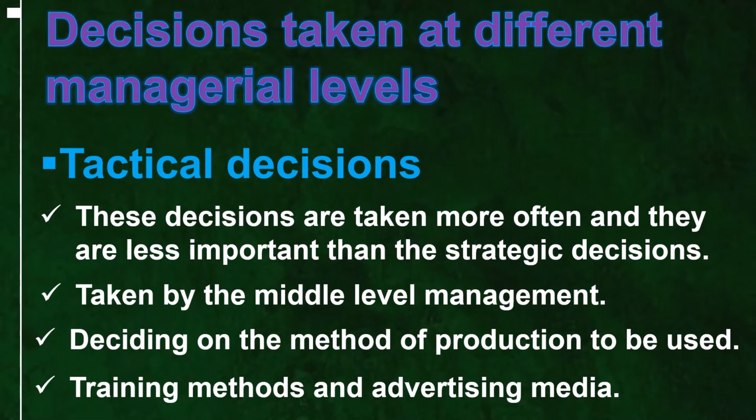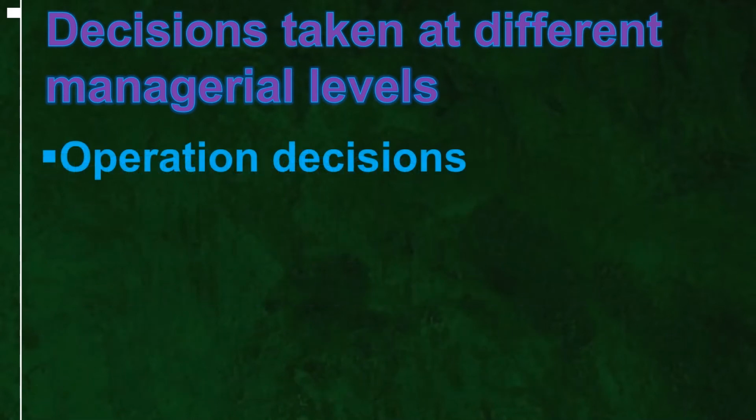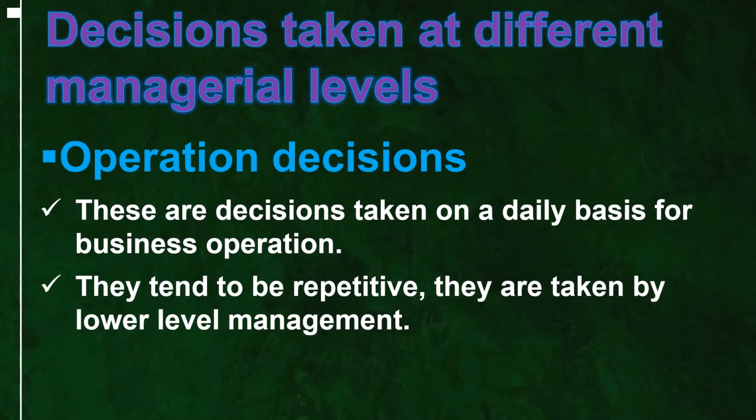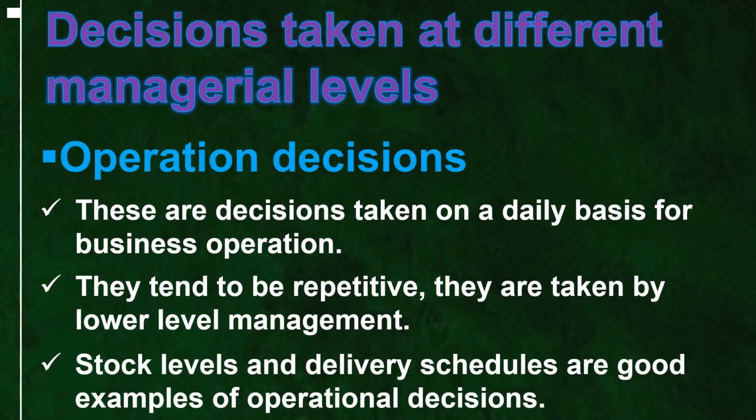The last decision we are going to discuss today is operational decisions. These are the decisions taken on a daily basis for business operation. They tend to be repetitive. They are taken by lower level management. Stock level and delivery schedules are good examples of operational decisions.